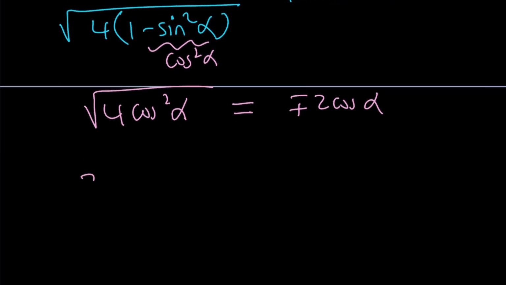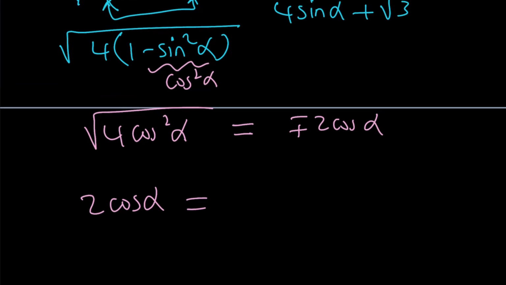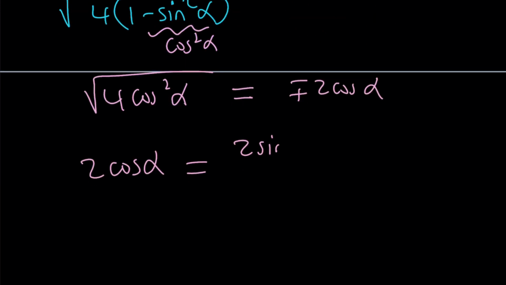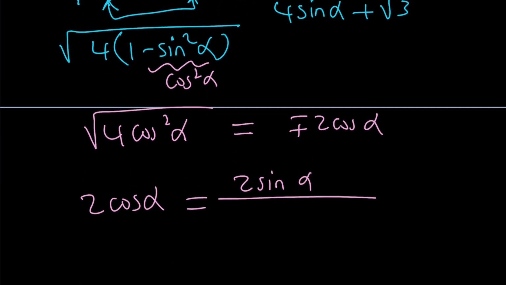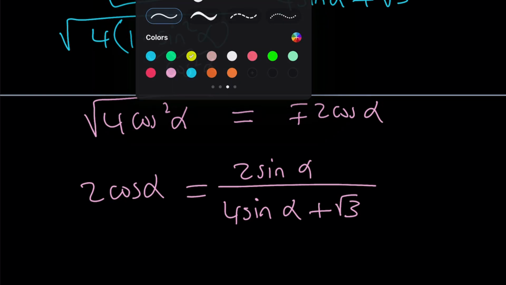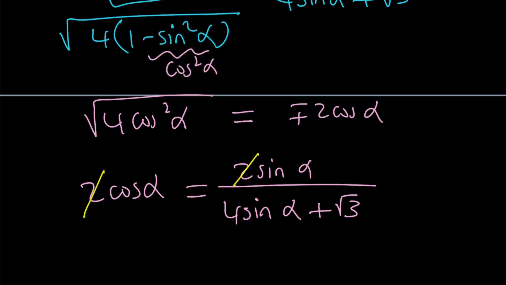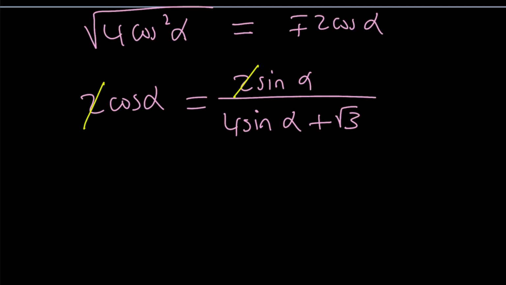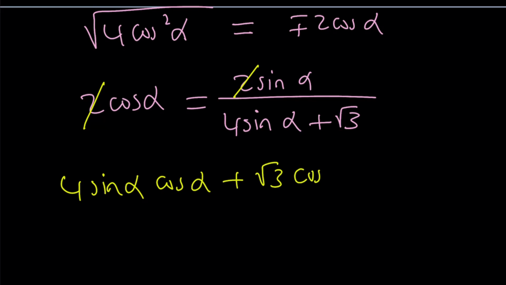So we're going to get 2 cosine alpha equals, on the right hand side, 2 sine alpha divided by 4 sine alpha plus root 3, and immediately, hopefully you see this, we can cancel out the 2's. We can divide both sides by 2 and get rid of those. Now we can go ahead and cross multiply. 4 sine alpha cosine alpha plus root 3 cosine alpha equals sine alpha. Now again, this equation is also a special type. You'll see in a little bit why.